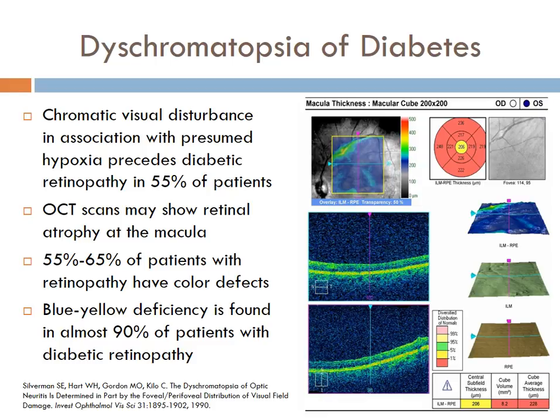Next, we have the dyschromatopsia of diabetes. And this is a big thing here. This is really, really big.